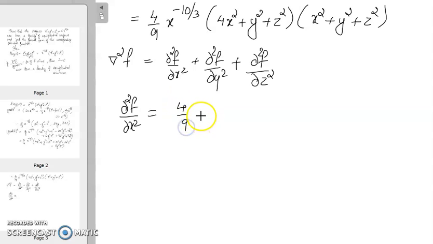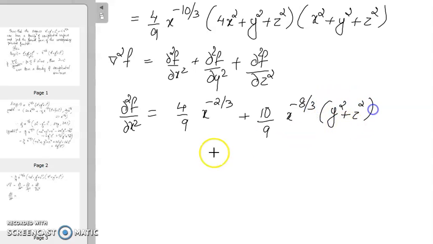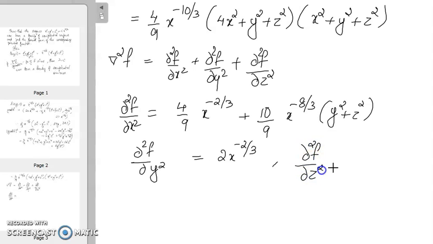You will get 4 by 9 x raised to minus 2 by 3 then plus 10 by 9 x raised to minus 8 by 3 into y square plus z square വരും. അതുപോലെ dou square f by dou y square will be equal to 2x raised to minus 2 by 3. അതുപോലെ dou square f by dou z square will be equal to 2x raised to minus 2 by 3.